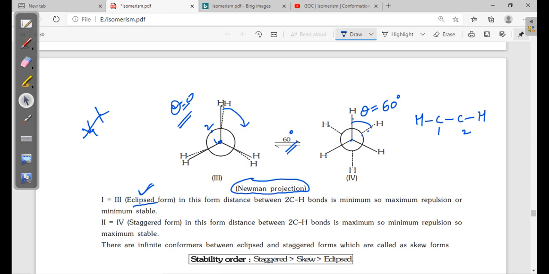So staggered means maximum away from each other. That is possible at 60 degrees only. You may think, sir, what about 70 degrees?